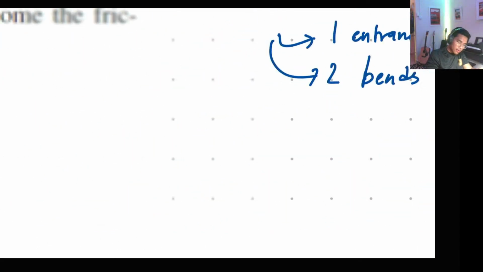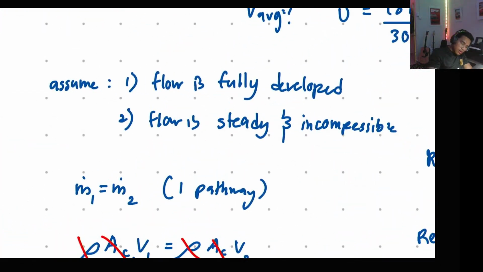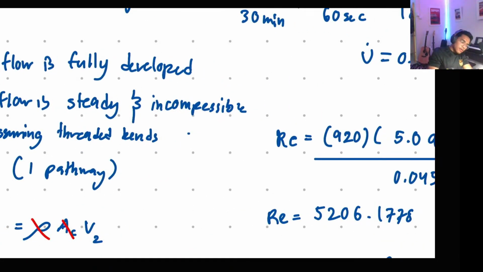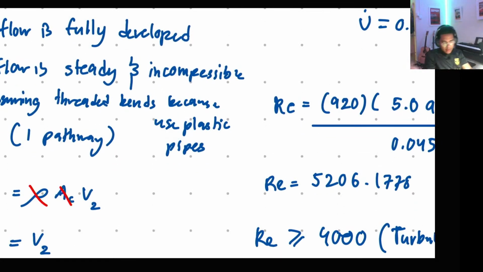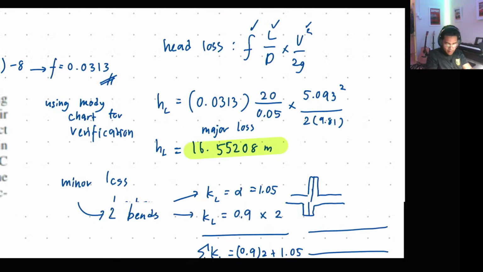So let's put an assumption here. Assuming threaded bands, because we use plastic pipes. If it was metal, it would be flanged. Okay, is that clear with everyone?